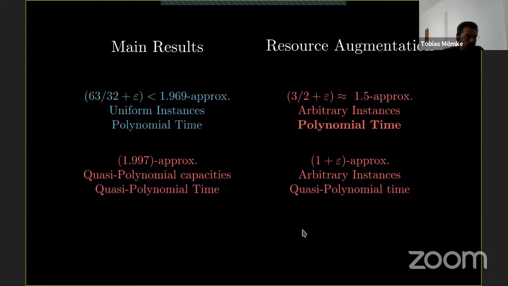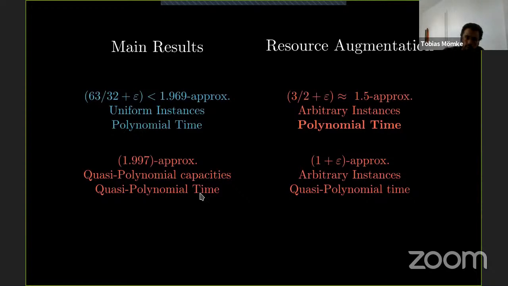The results that we presented or that we obtained were that in polynomial time, we could break the barrier for the storage allocation problem if we have uniform instances. So for the practically most important case, we actually broke the barrier of 2. When we looked at the more general case where we have quasi-polynomial capacities, there we were able to break the barrier in quasi-polynomial running time.